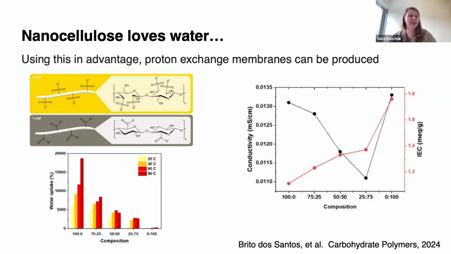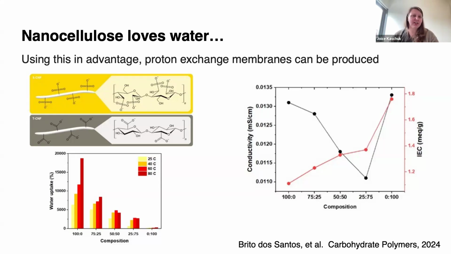As you know, nanocellulose doesn't conduct any ions, but we can use these materials to decrease the amount of polymers that we use, or combine them with other types of molecules that increase the conductivity of these materials. Okay.